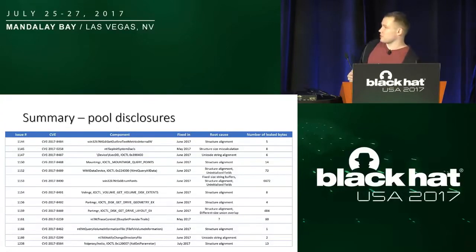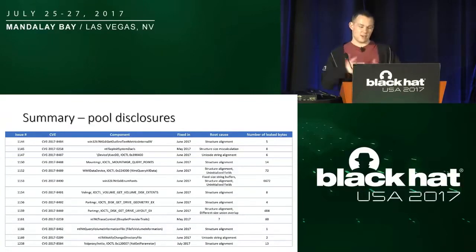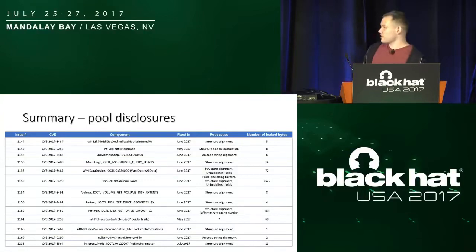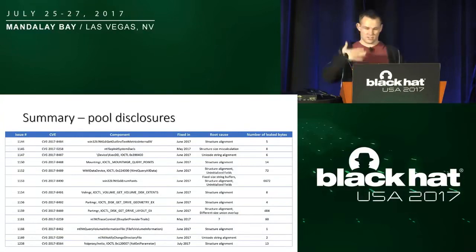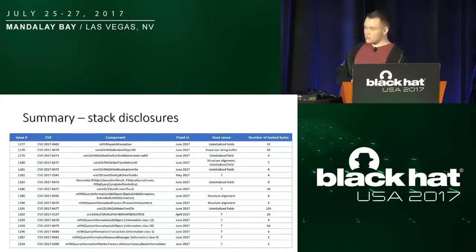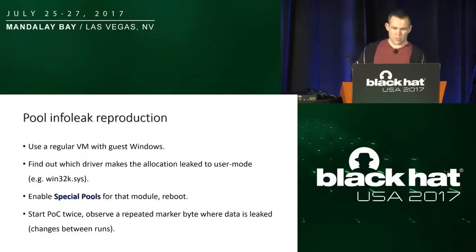And the root causes of those bugs are also very diverse. So we have bugs caused by structure alignment, Unicode string alignment, padding holes, and a lot of different things. And also the amount of bytes that were leaked is quite diverse. So it ranges from just a single byte to over 6 kilobytes of information in a single request. And then we have the stack disclosures as well from a number of functions. They are also diverse. For some of them, I wasn't really able to figure out what the reason for the leak was. But yeah, it's still quite a lot of them, so it's an important problem. Once we detect these bugs, we want to reproduce them, of course.